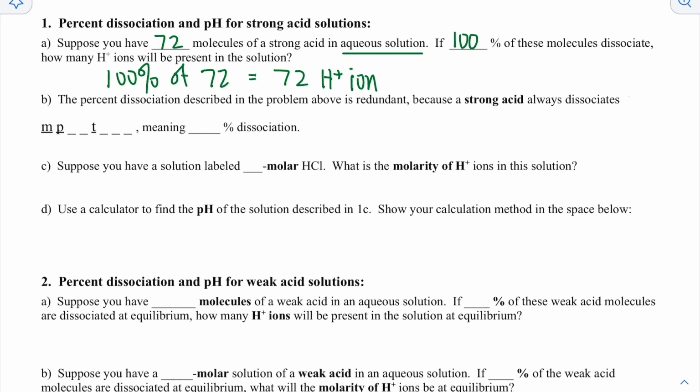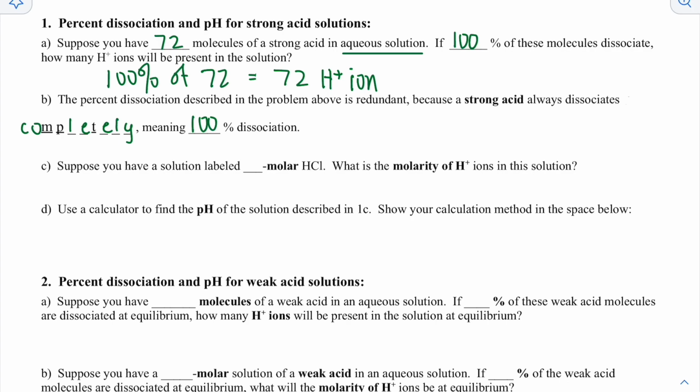The percent dissociation described in the problem above is redundant because a strong acid always dissociates completely. That means 100% dissociation. Let's look at how we do this with molarity, because as you know, acids are generally spoken about in molarity, from their concentration.